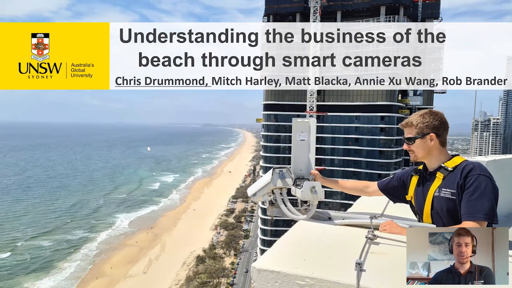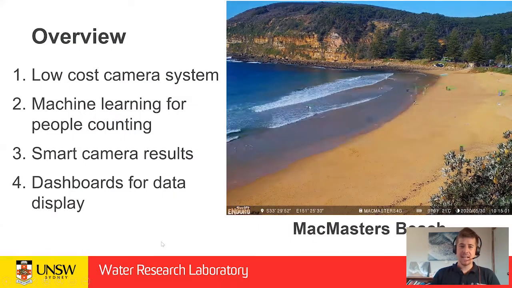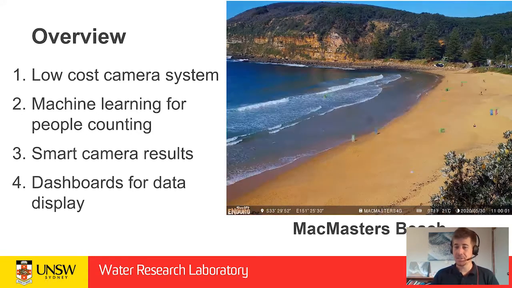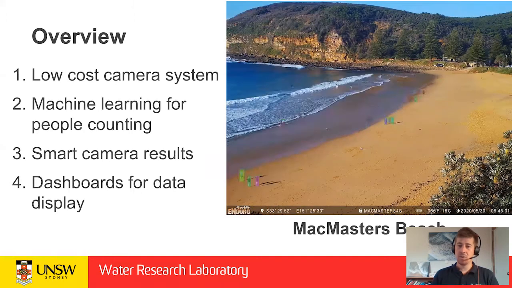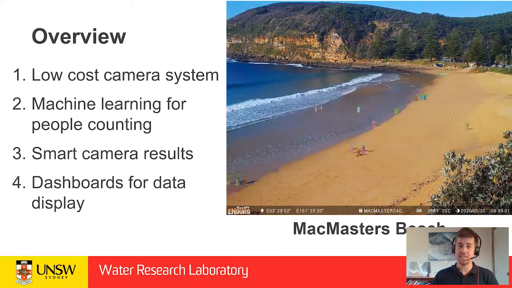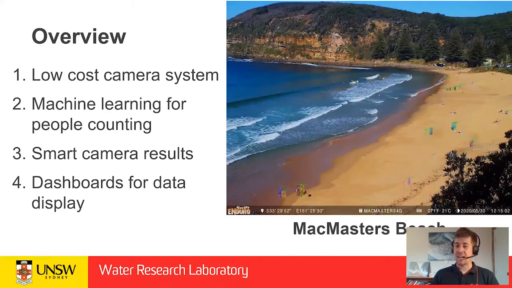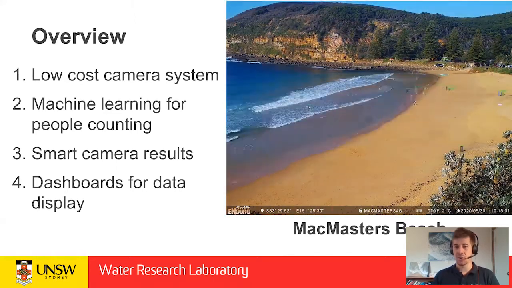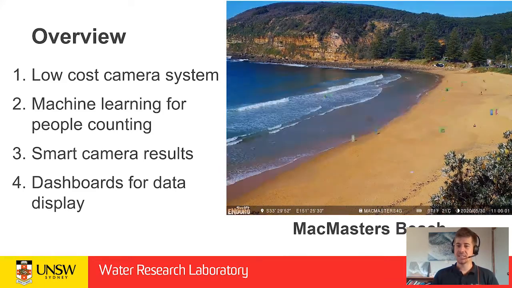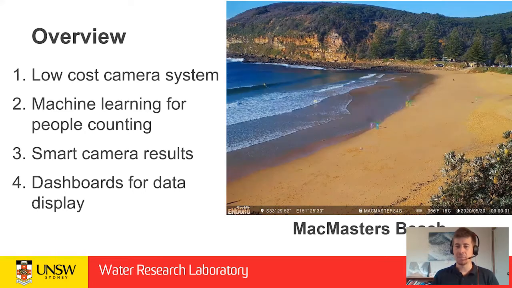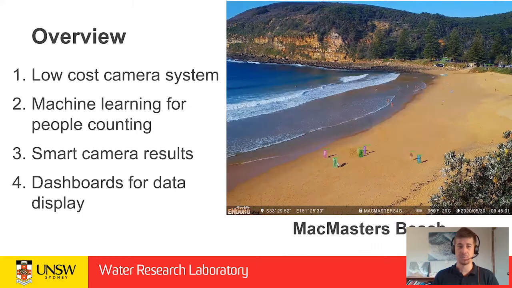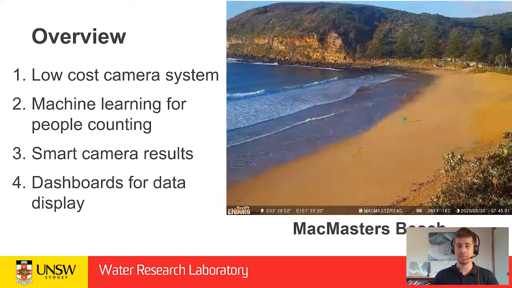So just as a bit of a presentation overview, today I'll go through 4 different parts of the system. First of all, I'll introduce the system and what it can achieve. I'll then touch on the theory behind the use of machine learning for people counting. And then I'll use 3 case study results on the Australian coastline to talk about what the system can provide. And lastly, data is key, but finding a meaningful way of presenting the data is really important. So I'll touch on some dashboards that we've used to portray the information.